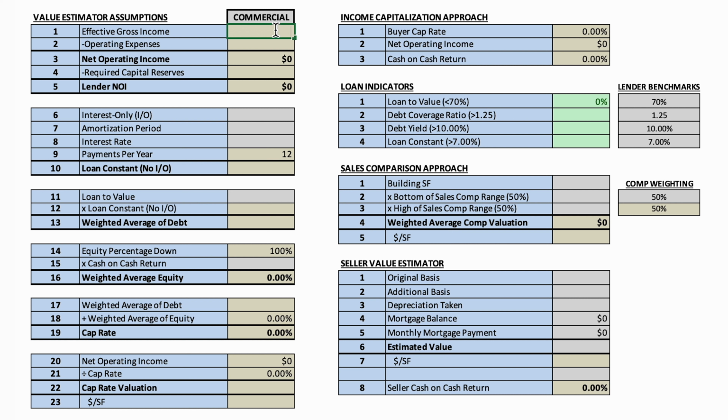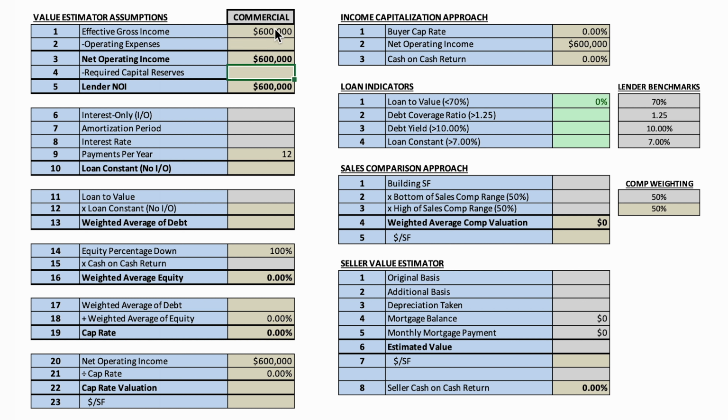And what I'm going to do here is take a 40,000 square foot industrial building that's generating $15 a square foot base rent. So that's going to be $600,000 base rent. Okay, so we got $600,000 coming in. I'm not going to put any operating expenses in because this is a net pass-through building.